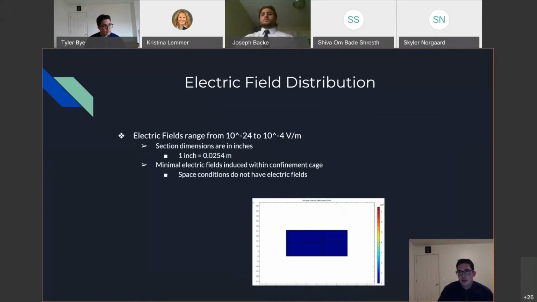And then when you take into consideration that the section dimensions are in inches, and 1 inch equals 0.0254 meters, the effect along the electric field line is very minimal. Within space, there's not going to be the random electric and magnetic fields that we see on Earth. And the simulation validates the confinement cage design by the minimal electric field induced within the confinement cage cross-section.